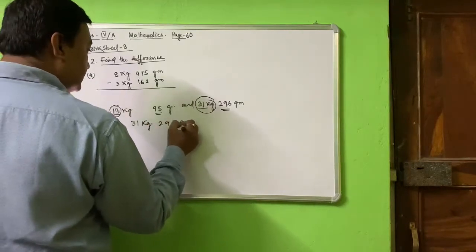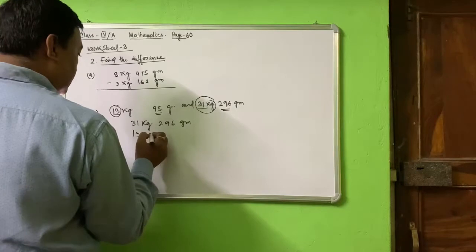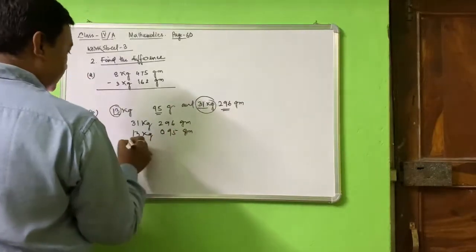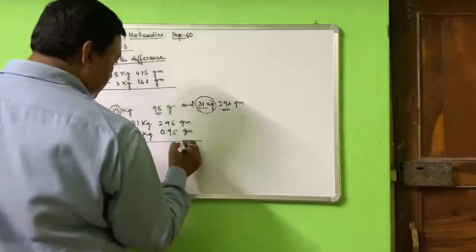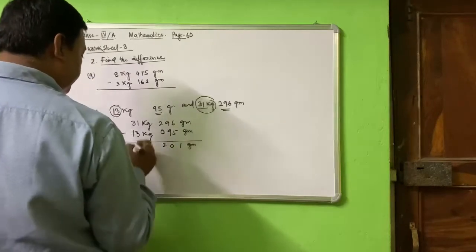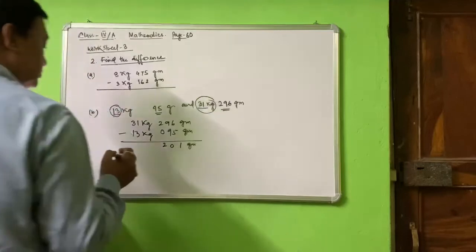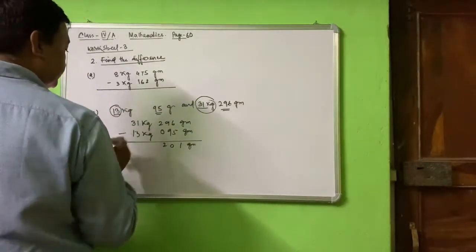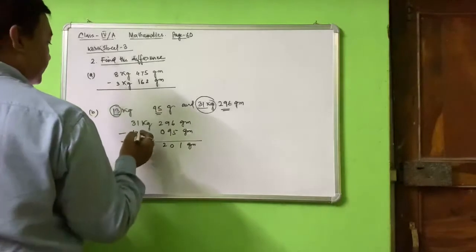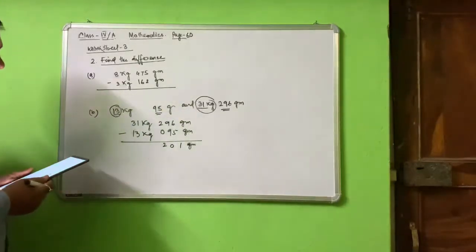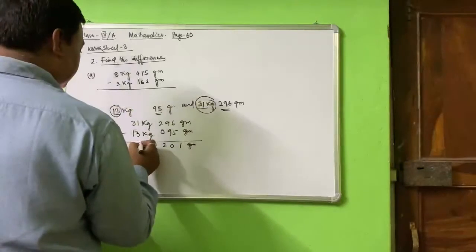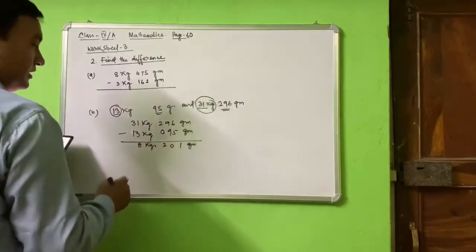1 kg 296 gram and 13 kg 95. You know that 95 and there will be 0 gram. 11 to 3, 8. How many time for what?